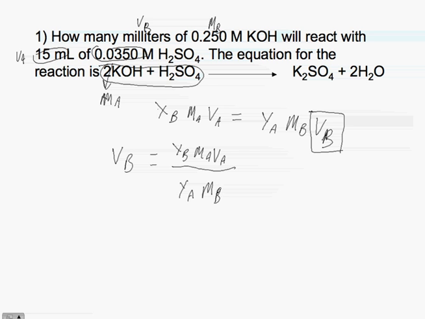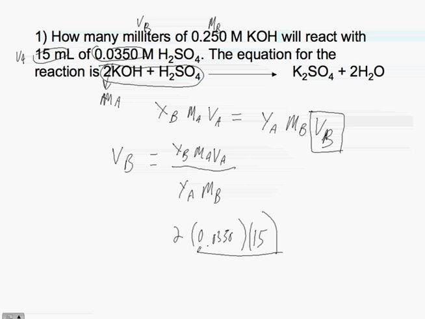When we do that, we substitute back into the equation. XB, the moles of the base, is 2. The molarity of the acid in this instance is 0.0350, times the volume of the acid, which is 15 milliliters. This doesn't have to be converted to liters because we're going to ask for our answer in milliliters.